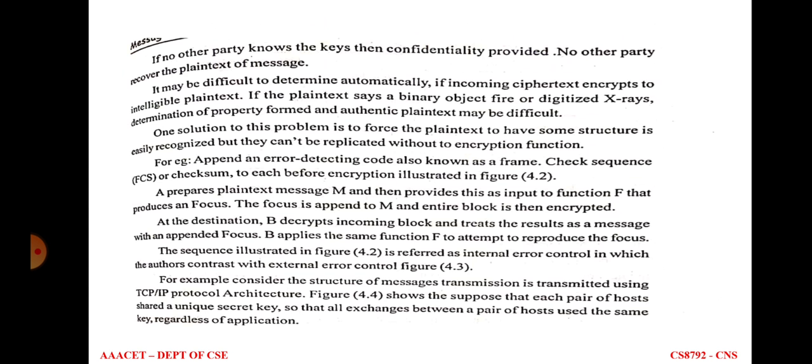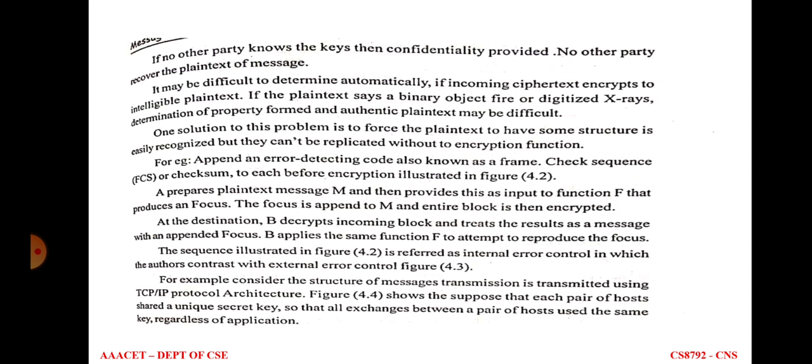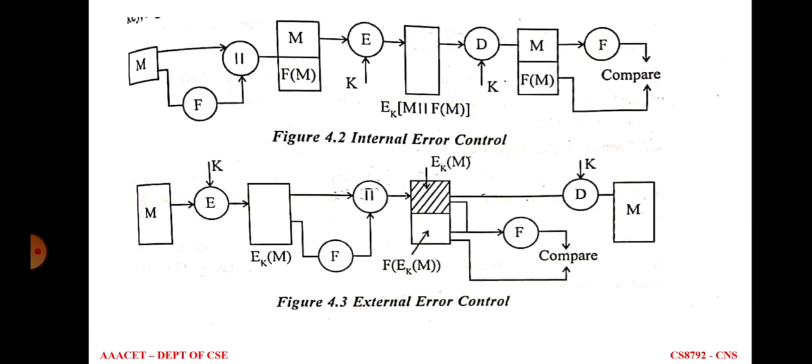That produces an FCS. F is a function, and that function is applied on the message, which produces the FCS, F(M). After that, the FCS is appended to M. You can clearly see that the message M is followed in the lower part by F(M). So the function is applied on M, and the result is appended to the original message M.